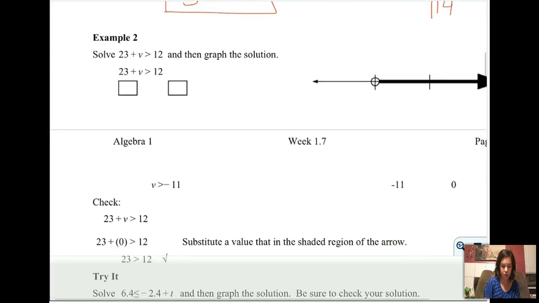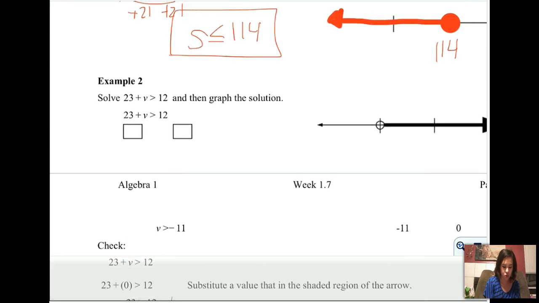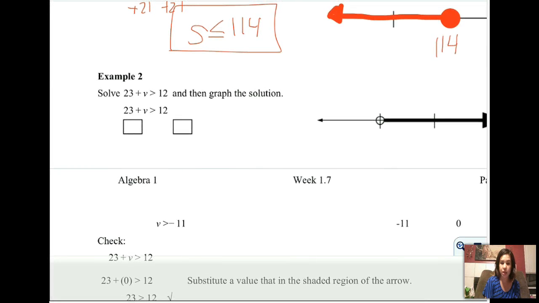Okay, let's go ahead and do example 2. In example 2, they're saying to solve 23 plus v is greater than 12, and then graph it. So same thing, we have a positive 23. The only way to get rid of it is to subtract it. So I'm going to subtract 23 from both sides. That cancels and becomes 0. So I'm left with v is greater than negative 11.